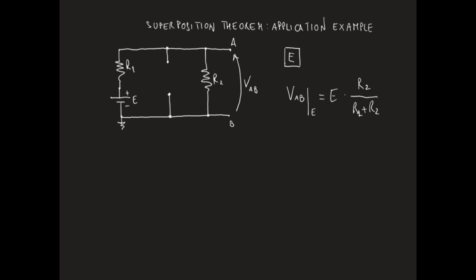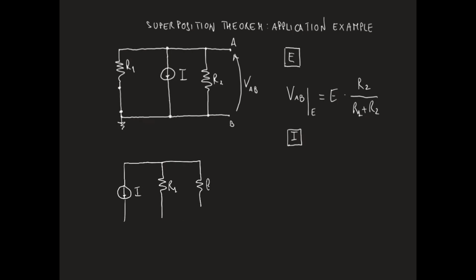Let us now restore the current source I and consider the response of the circuit to the current source I alone. Before doing that, we need to switch off the voltage source E. When switched off, the voltage source is replaced by a short circuit. The circuit we get is a current divider consisting of the current source I and of the resistors R1 and R2 in parallel.